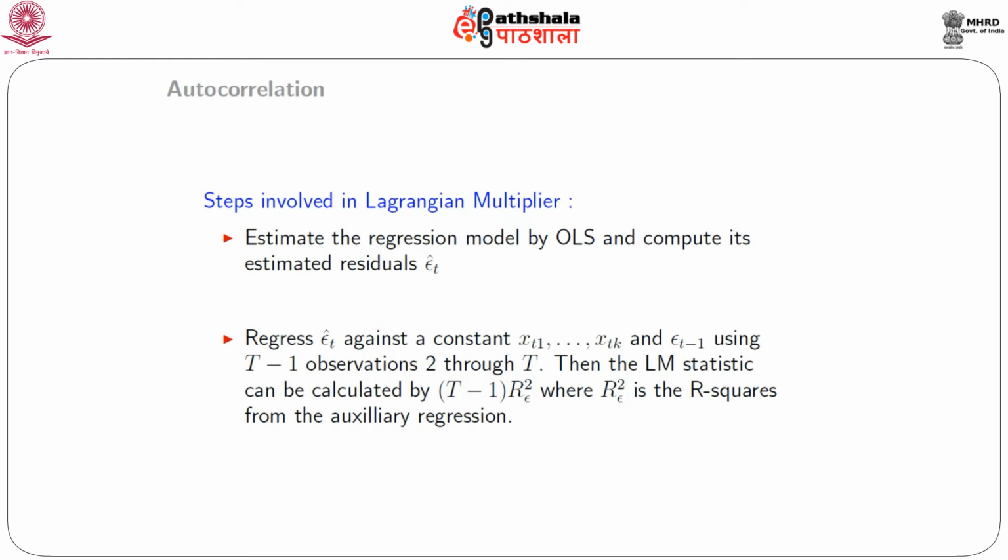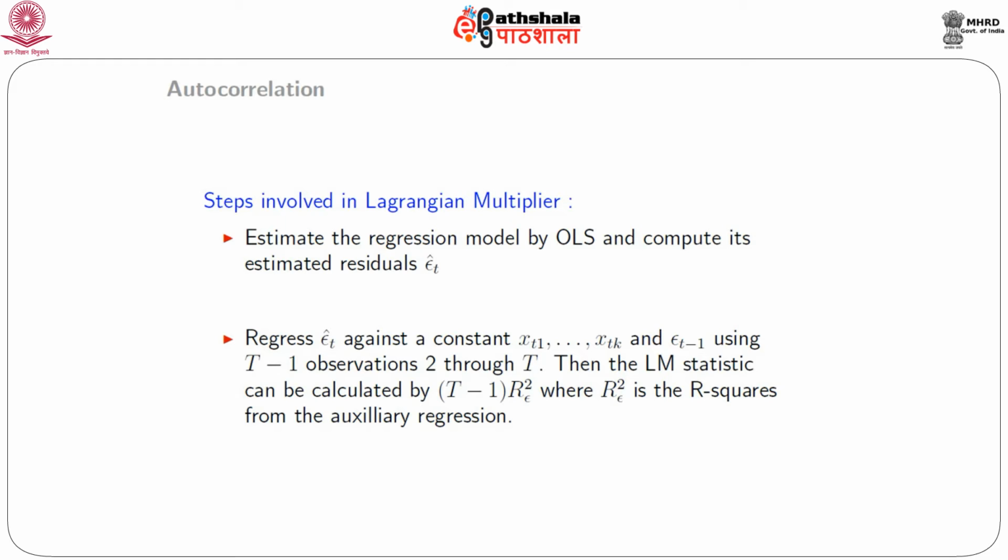Now, here are the steps involved in the Lagrangian multiplier test. Here again we first estimate the regression model by OLS, just as we had done in the case of the Durbin-Watson test, and after fitting the regression model we compute the estimated residuals, which are given by epsilon hat t.